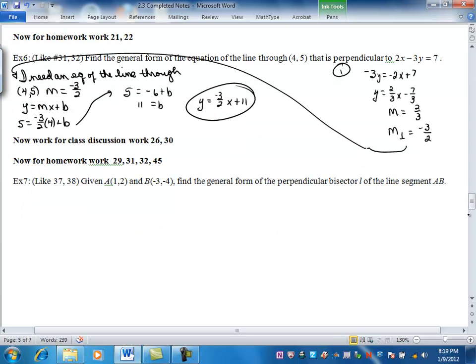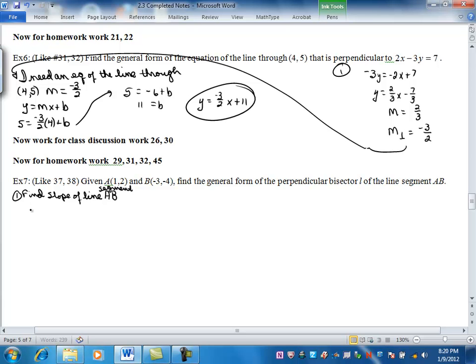as we think about lines and their slopes, it says, given these 2 points, find the general form of the perpendicular bisector line, or perpendicular bisector L of the line segment AB. Alright, well, the first thing I need to do is find the slope of line AB, of that line segment AB.